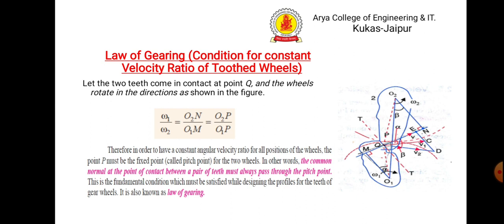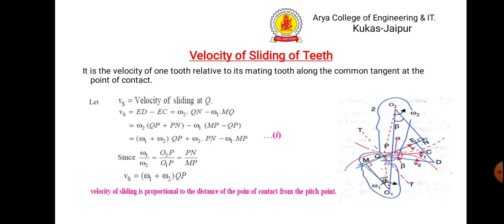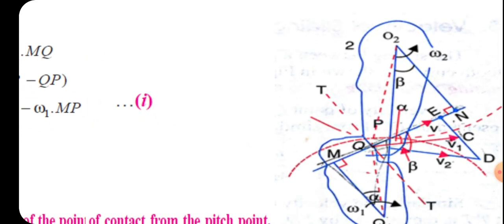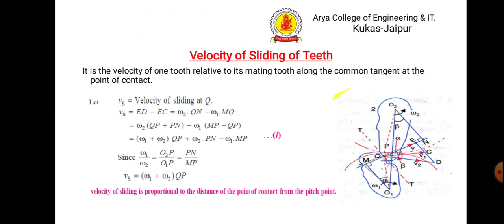Okay. Now, next one is velocity of sliding of teeth. What is this? It is the velocity of one tooth relative to its mating tooth along the common tangent at the point of contact. So, suppose we say that Vs is the velocity of sliding at Q, then from the figure, this is nothing but (omega 1 plus omega 2) into QP. We can say that velocity of sliding is proportional to the distance of the point of contact from the pitch point.